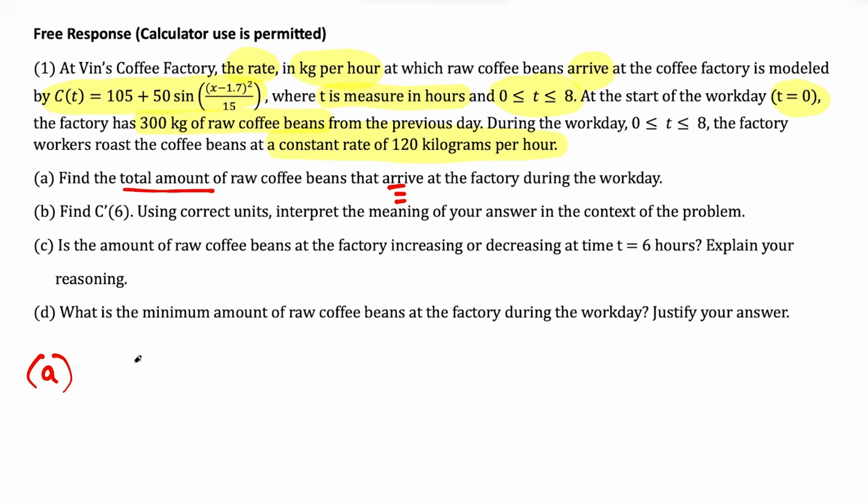So here we're going to integrate the function C of t. And we're looking for how much coffee beans arrive at the factory during the workday. And the hours of operation are from 0 to 8. And now just make sure that you tack on this dt here.